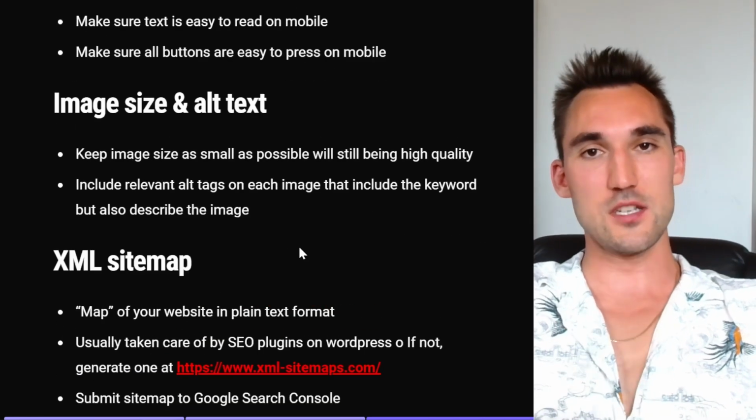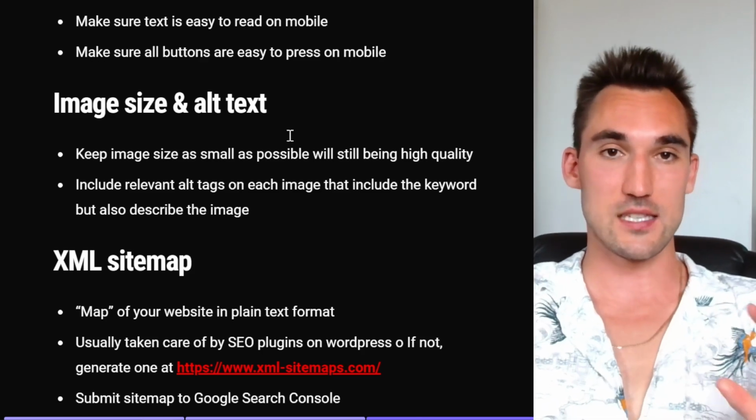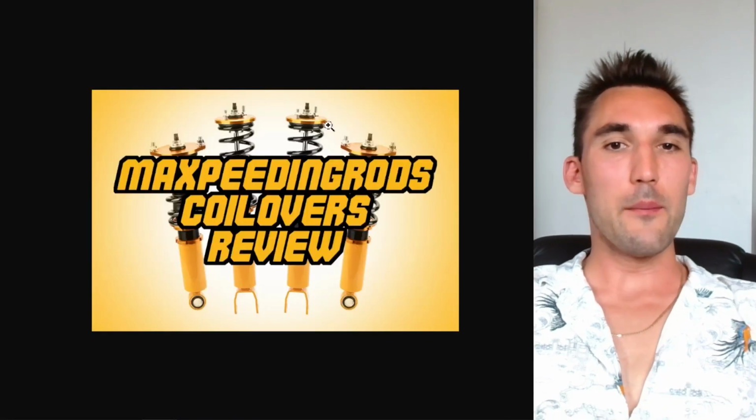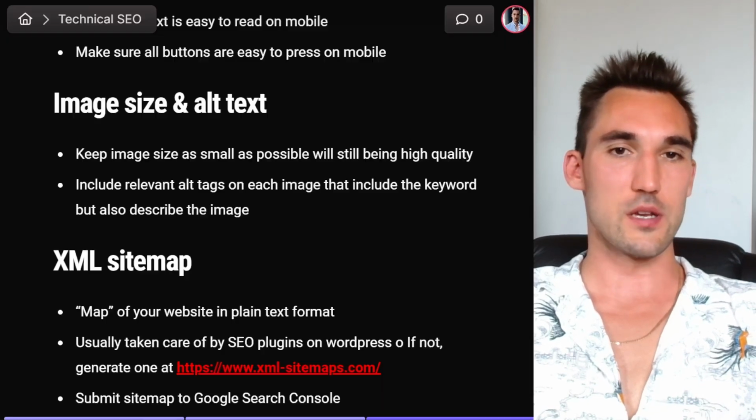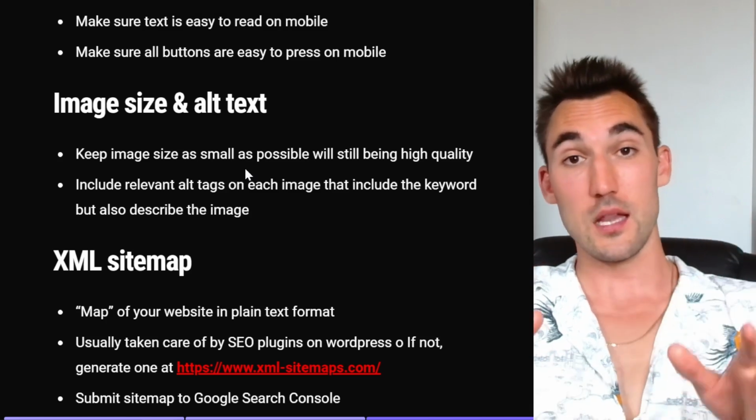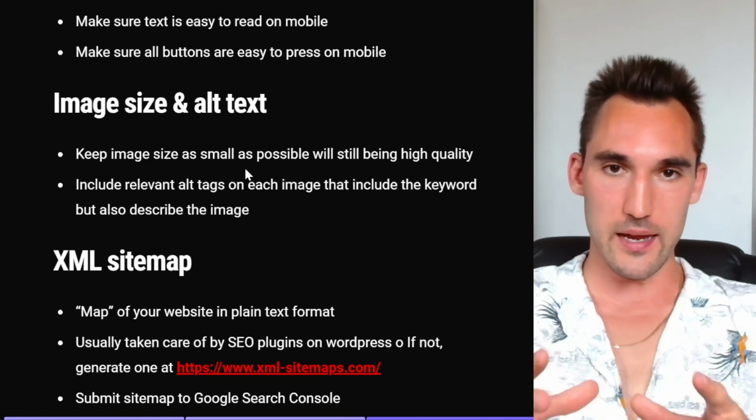The next thing is image size and alt text. So what this means is how big is the image size itself. Now I don't mean physically how large is the image. I mean when you open it, how many megabytes is it? So how long does it take to load? That's what's important here. So you need to make sure that the image size, meaning the megabytes of the image, or kilobytes ideally, it shouldn't be megabytes, are as small as possible while retaining the quality of the image.